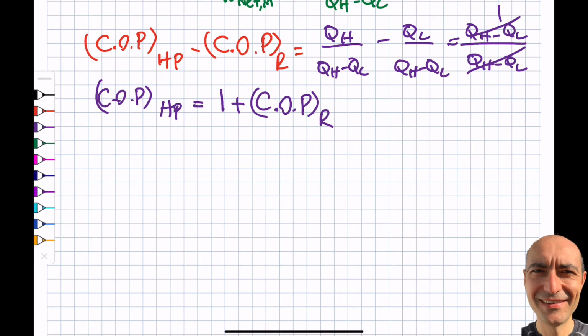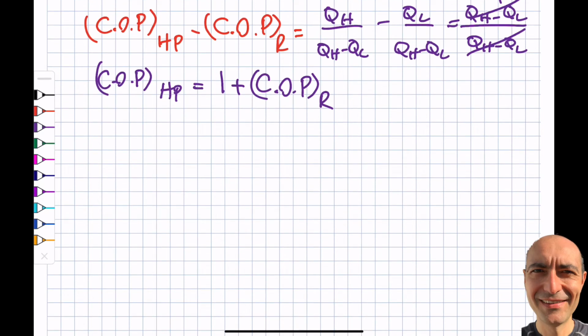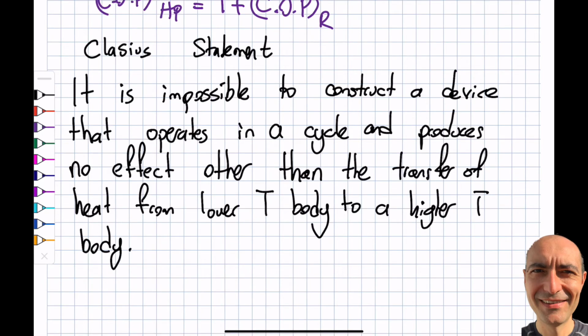Okay, now I'm ready to write the second statement related to the second law of thermodynamics, okay? Let me write the title of it, Clausius Statement. Okay, let me write it, I'll be right back. Okay, so here's what it says. It is impossible to construct a device that operates in a cycle and produces no effect other than the transfer of heat from a lower T body to a higher T body. Okay, simply this is what it says.